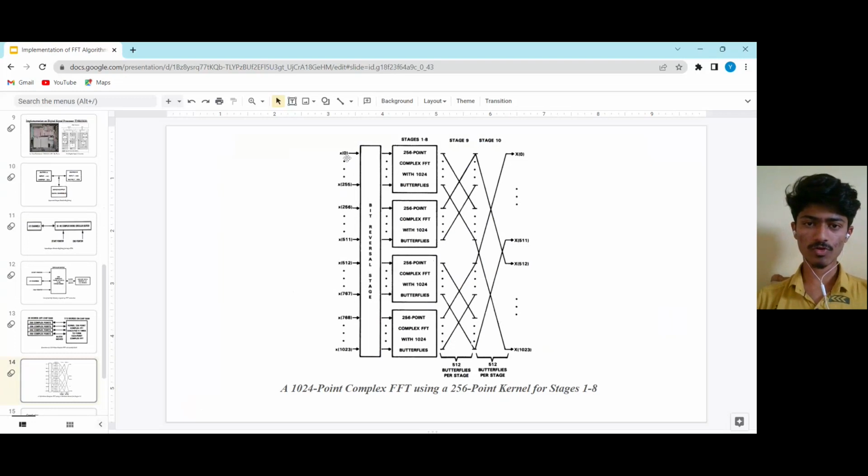You can see that from 0 to 1023 there are 1024 point samples, which are going to be converted into the output using the bit reversal method. So this one is the bit reversal stage, and we get stages 1 to 8 here, and then till stage 10 we will get the output.